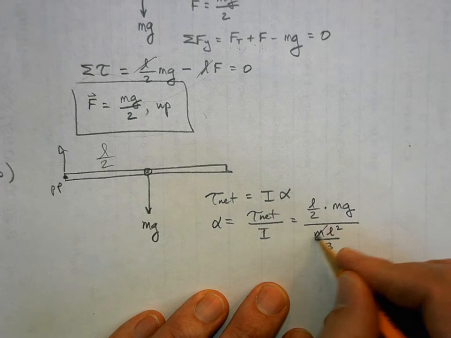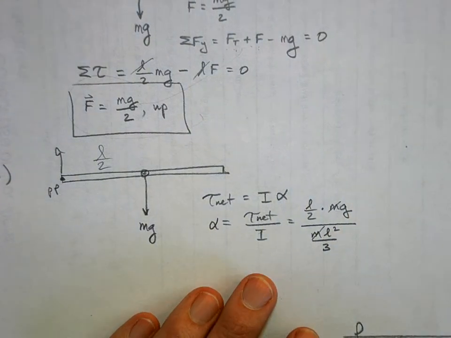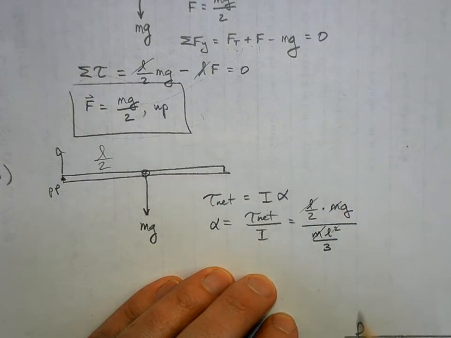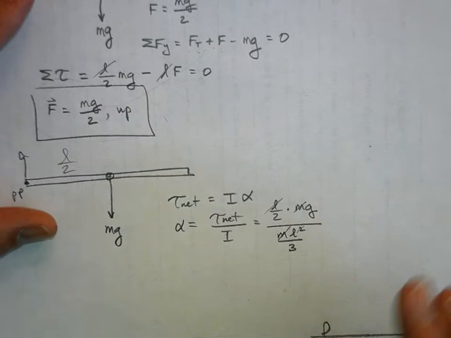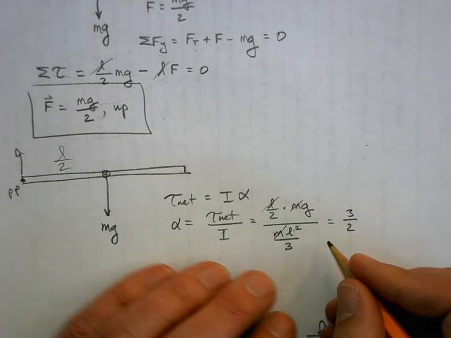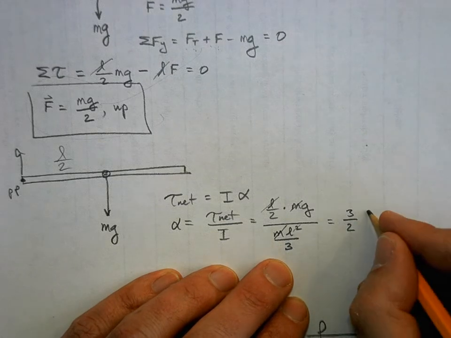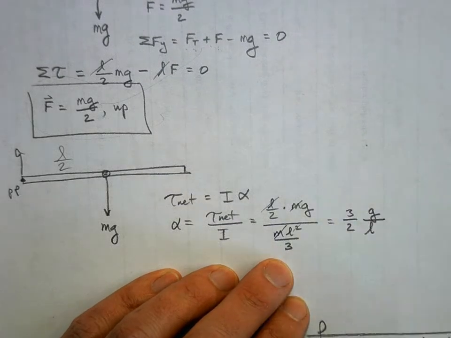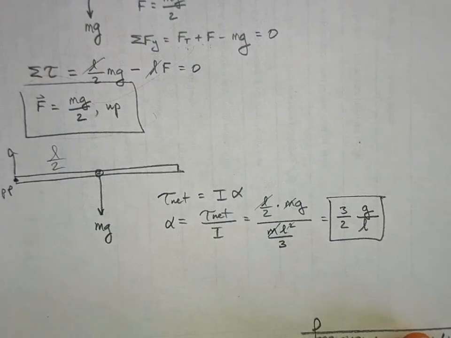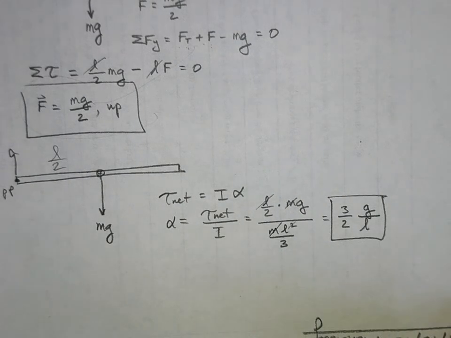So the m's cancel, as they tend to do. Let's see here. One of the L's cancels, yeah. Okay. Oh, and that cancels the meter and the G. So we get 3 halves, right? G over L. Is that right? Yeah, there we go. Okay. So there's my angular acceleration, and that's my answer for part B.